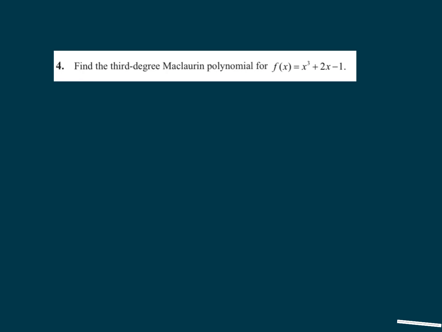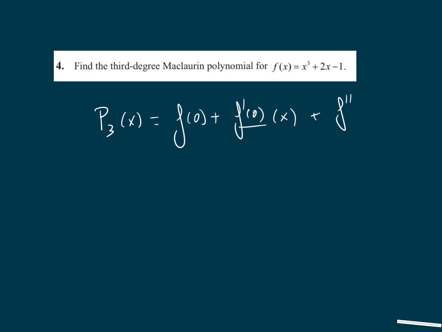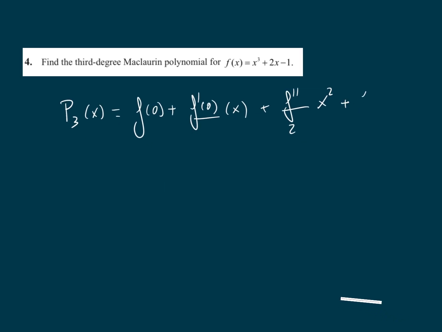The next problem says, find the third degree Maclaurin polynomial of the function x cubed plus 2x minus 1. Well, the Maclaurin polynomial is centered at 0. It will be f of 0 plus f prime of 0 divided by 1 factorial multiplied by x plus f second of 0 divided by 2 factorial, which is 2, multiplied by x squared, plus f third divided by 6 multiplied by x cubed.